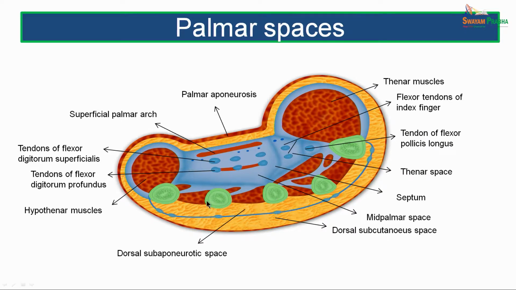What we see on the dorsal aspect are the metacarpal bones with the muscles in between, and dorsal most we see two dorsal spaces, that is the dorsal subcutaneous space and the dorsal subaponeurotic space.